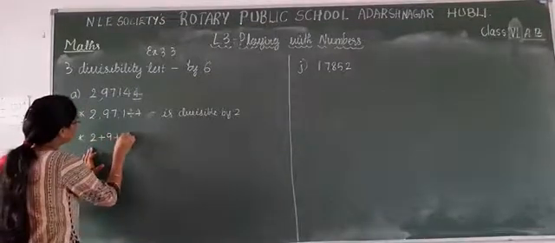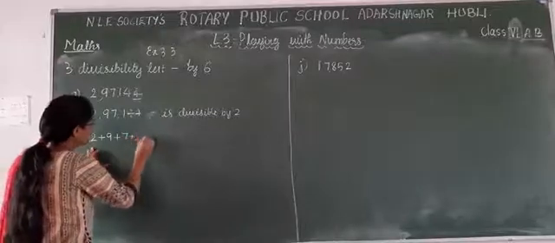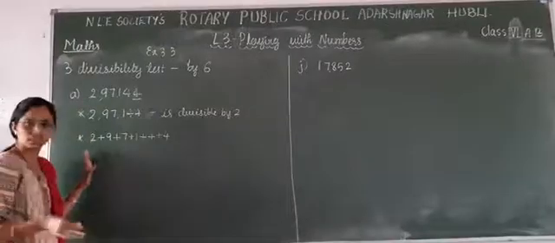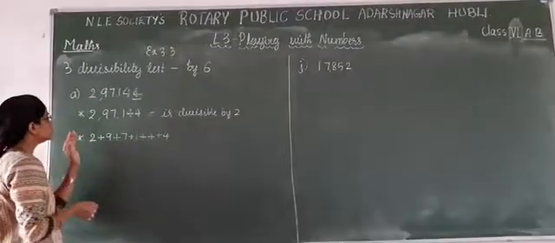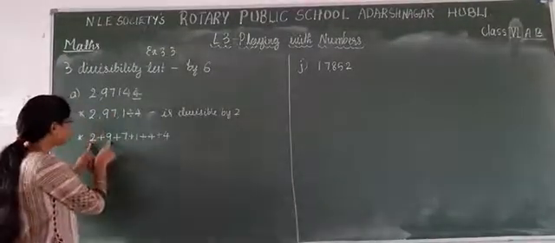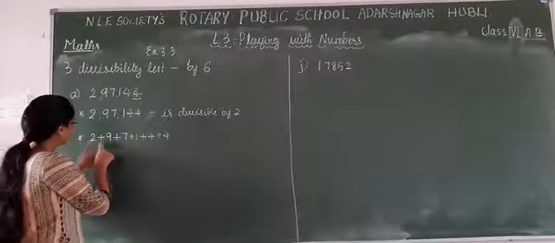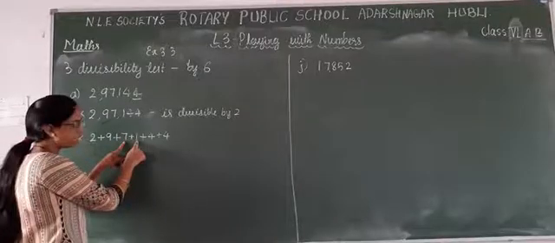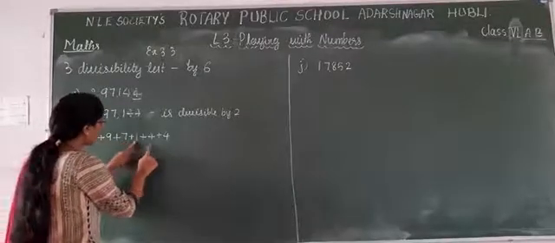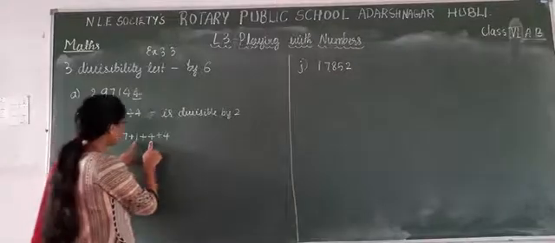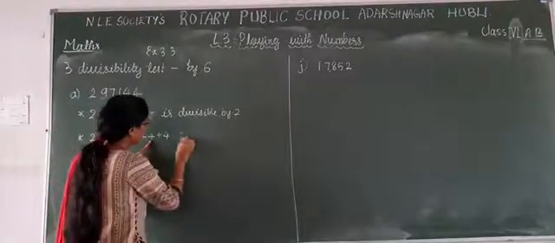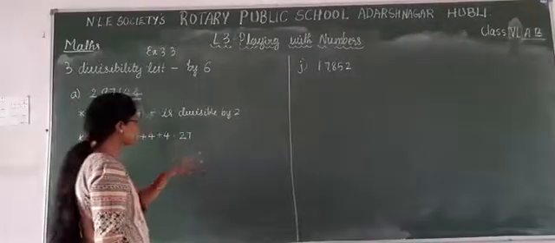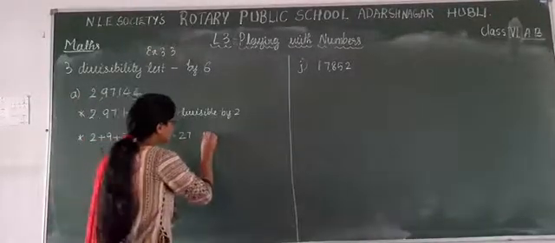If the sum of digits of a number is a multiple of 3, then the number is divisible by 3. Sum of the digits: 2 plus 9 is 11, 11 plus 7 is 18, 18 plus 1 is 19, 19 plus 4 is 23, 23 plus 4 is 27. Yes, 27 is a multiple of 3. 3 nines are 27.